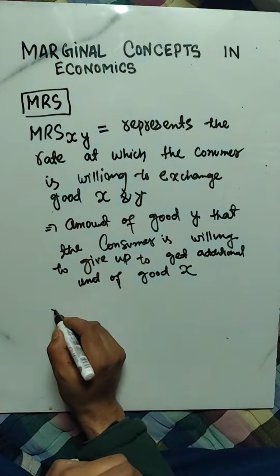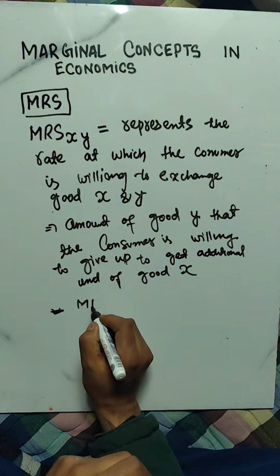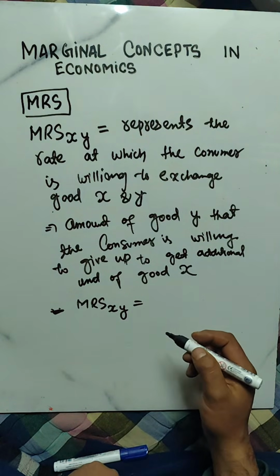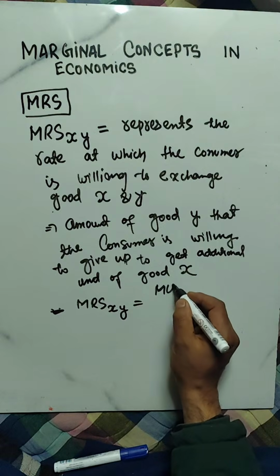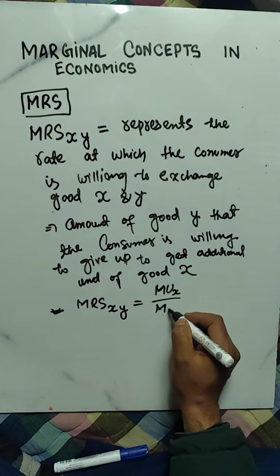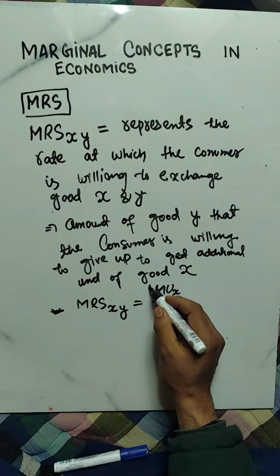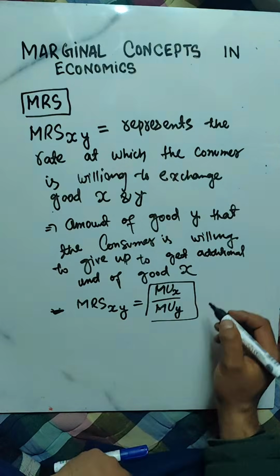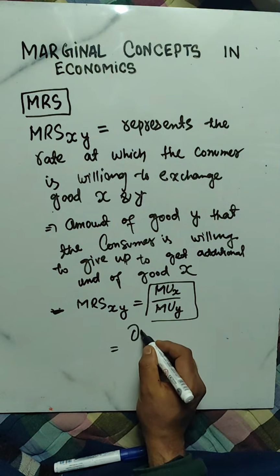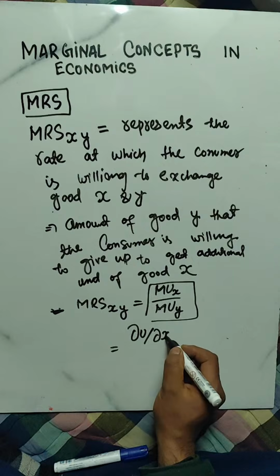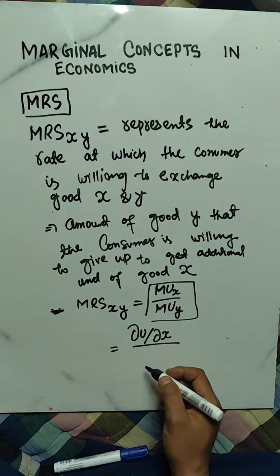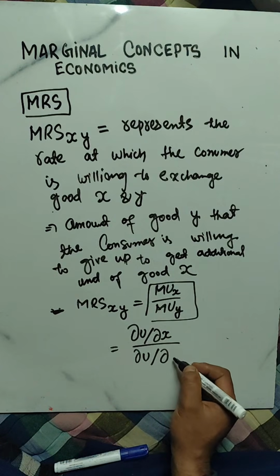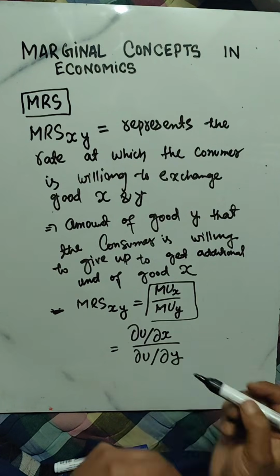So it is simply the marginal rate of substitution between two goods X and Y. It is actually the ratio of the marginal utilities of good X and good Y. Marginal utility of good X will be the change in the utility due to the change in the units of good X consumed. Likewise, marginal utility of good Y means the change in the total utility due to the change in the consumption of good Y. These are the partial derivatives here.